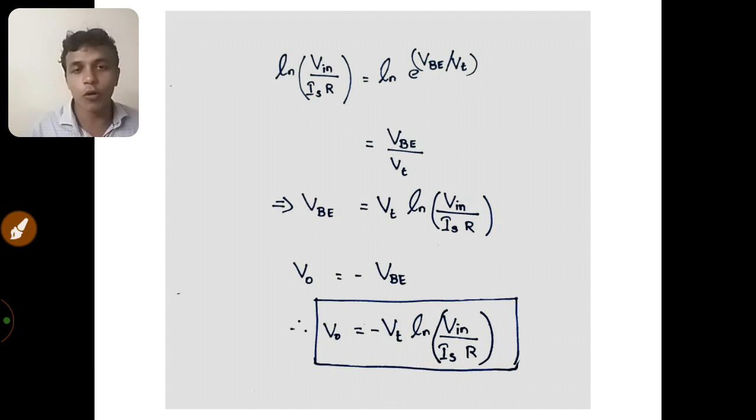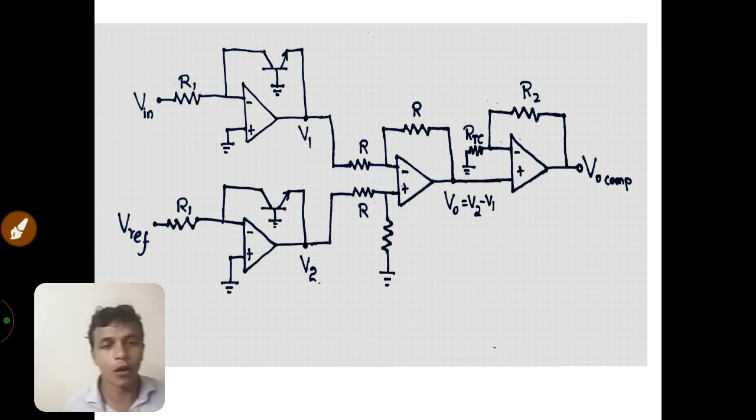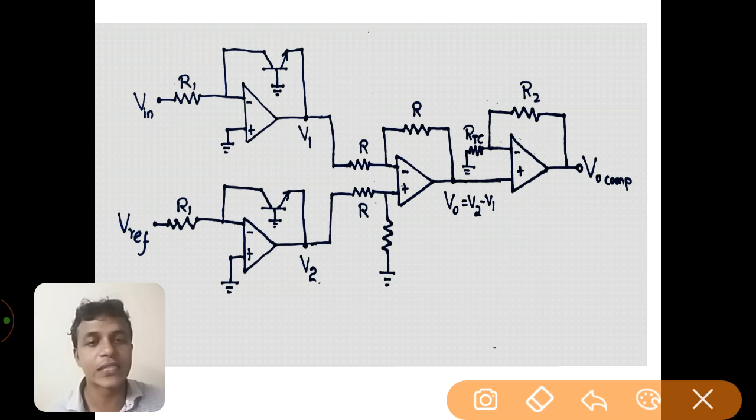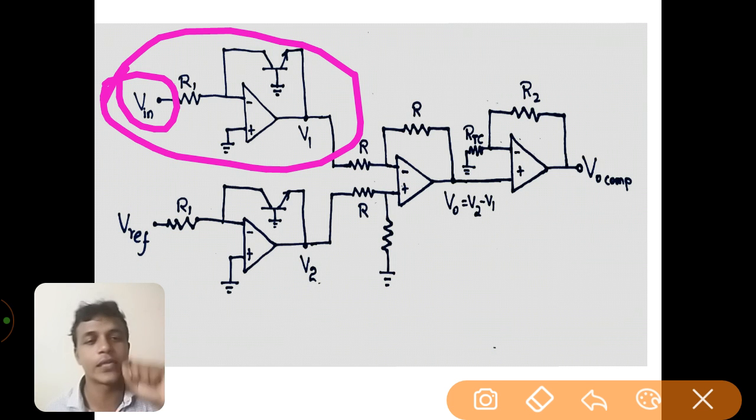So here we are going for another advancement in design, which is called the temperature compensated logarithmic amplifier. Here is the circuit of the temperature compensated logarithmic amplifier. Here we have two logarithmic amplifiers. One is in the upper portion, to which we give the input signal, and we perform the logarithmic operation on this input signal.